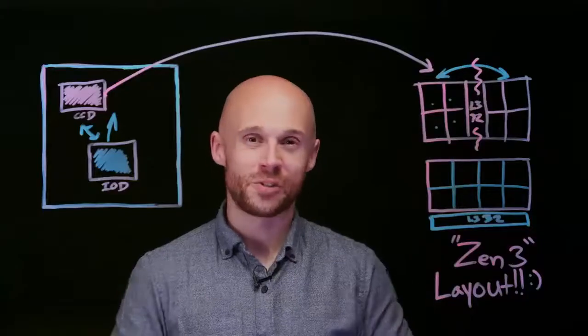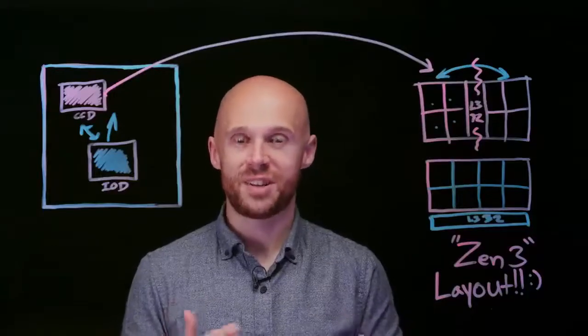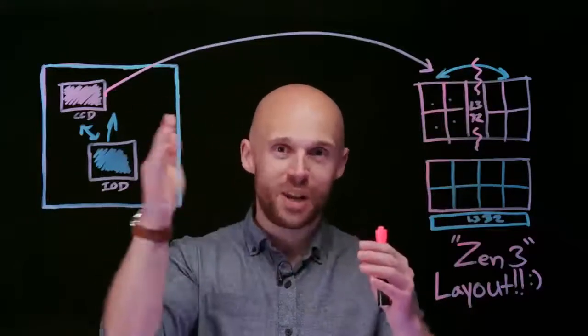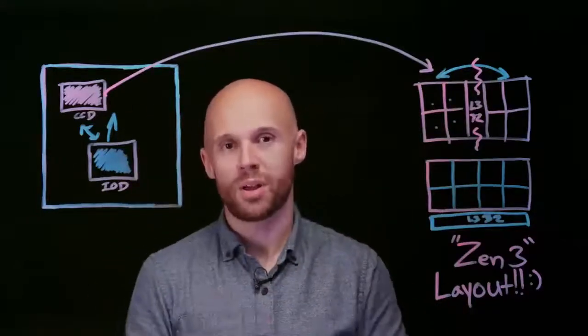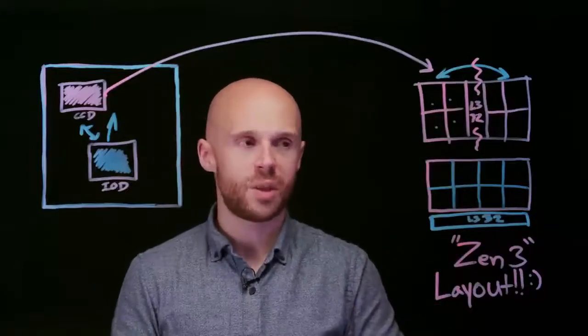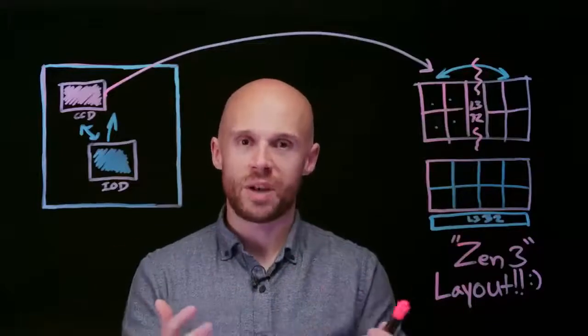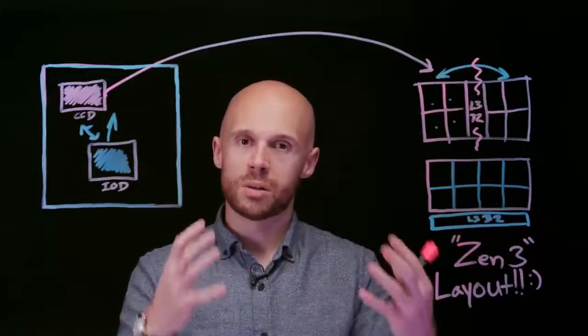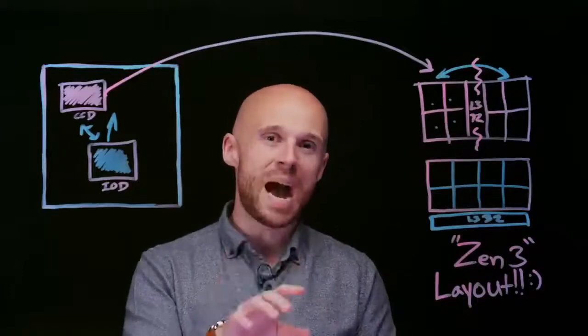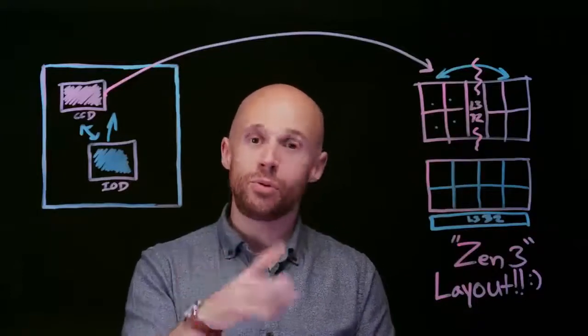Oftentimes, it's difficult to talk about architectural changes in a diagram. Some of them are a little new connection from point A to point B, and that doesn't show up well in a picture. But this one does. This is a major design change coming into Zen 3, bringing 8 cores and 32 megs of cache together in one large block.